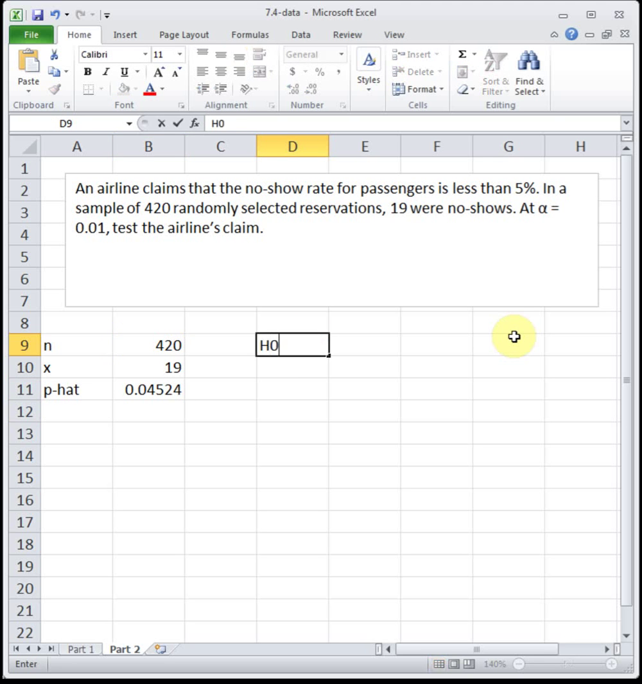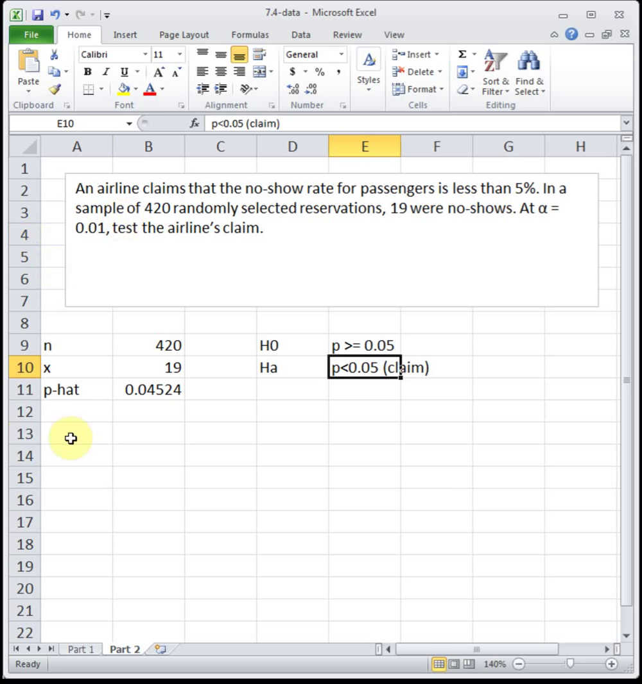So our claim, our H naught and our H sub A, let's see, they're saying that the no-show rate is less than 5%. So that tells us our proportion is less than 0.05. And that's our claim. It's going to go in H sub A because it doesn't have an equal to sign. So the complement is that P is greater than or equal to 0.05.